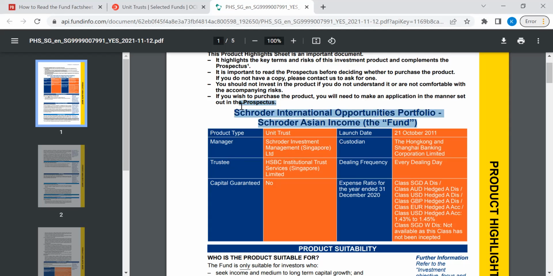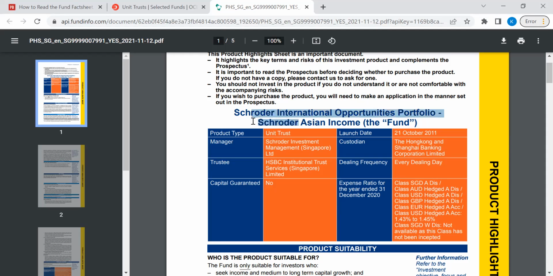Schroder International Opportunity Portfolio, Schroder Asian Income, the fund. So if, let's say, the fund is an atom, maybe I should use this description, the portfolio is like a molecule. But in this case, we are focusing on the fund. In terms of their relationship, what they're telling you is that this Schroder Asian Income Fund also forms part of a bigger portfolio. A portfolio is a comprehensive investment tool that invests in a lot of funds, in which Schroder Asian Income is one of them.